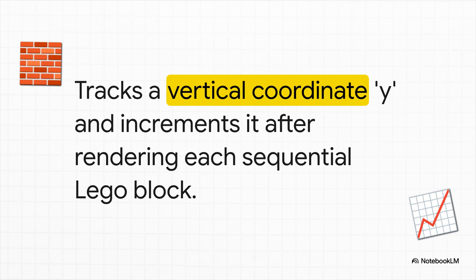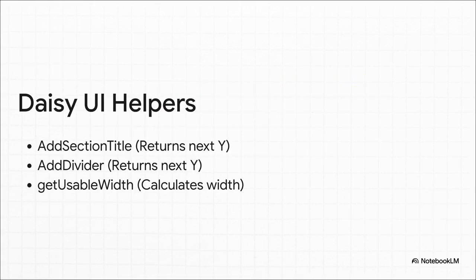Then, as you drop in an email field, a password box, or a submit button, you just increment that y coordinate by the height of the block you just snapped into place. But honestly, it gets even better because the B4XDaisyPageScroll component gives you helper subroutines to essentially do this for you. Methods like add section title or add divider, they don't just draw the UI, they actually return the exact next y coordinate right back to you.